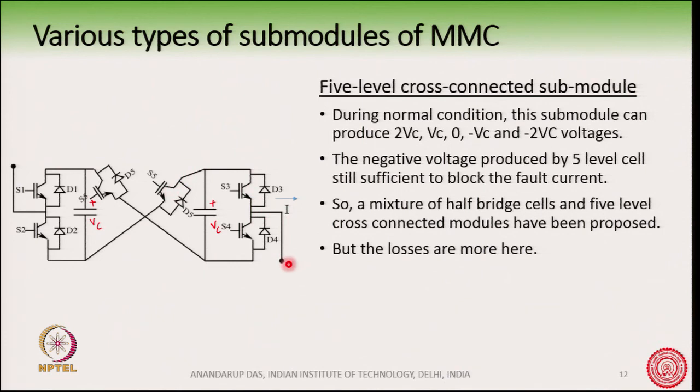How can you get 0? If you get this, then you go through Vc and this you go here and then you directly go out here, bypassing the 2 capacitors. So, you can get 0. In this way you can get 5 levels of voltages from 2 half bridges connected in this fashion.